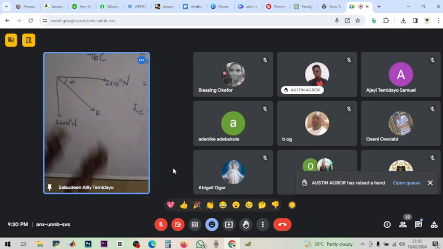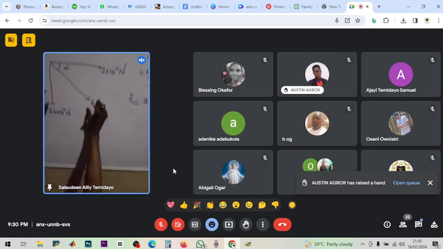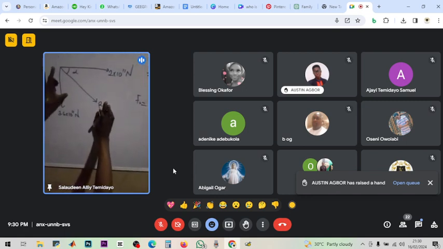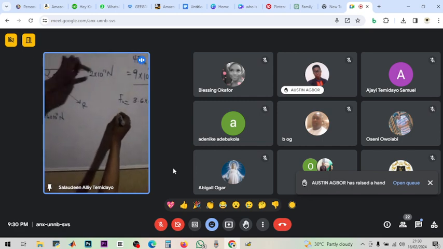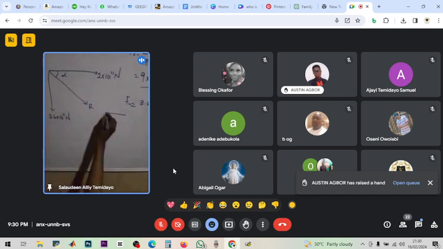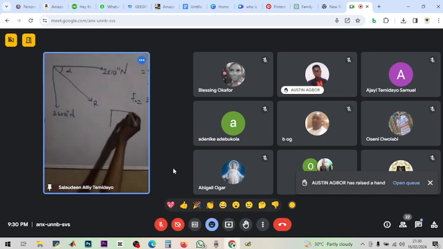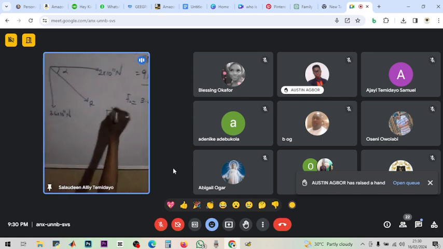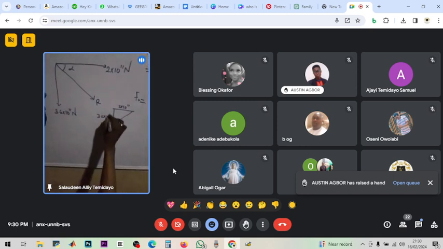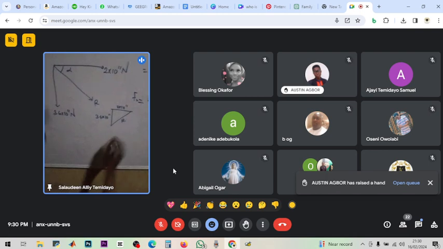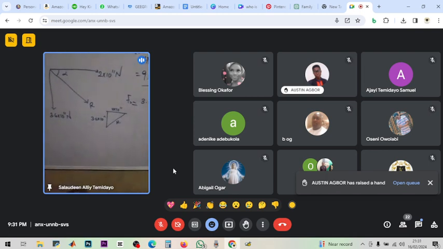So now I'm looking for the resultant force. You know this is a right angle triangle. If I arrange it well, it is like this. Always show everything. This one is 2 times 10 raised to power 11. This one is 3.6 times 10 raised to power 11. And this one is R. So to find the value of R, I use the Pythagorean theorem.